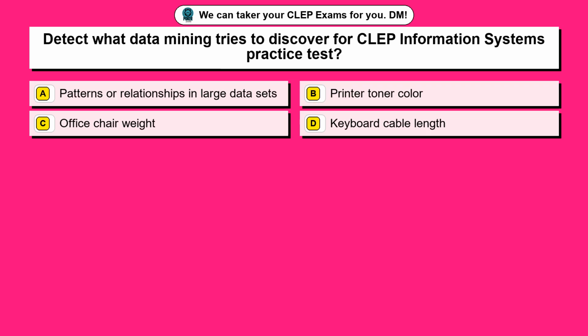Question 85. Detect what data mining tries to discover for CLEP Information Systems practice test.